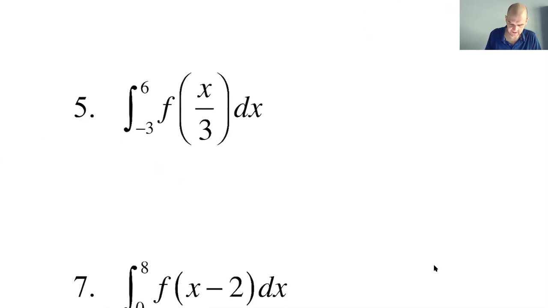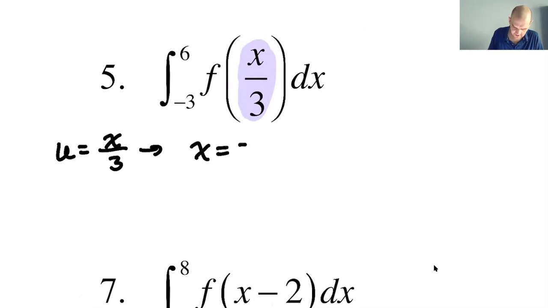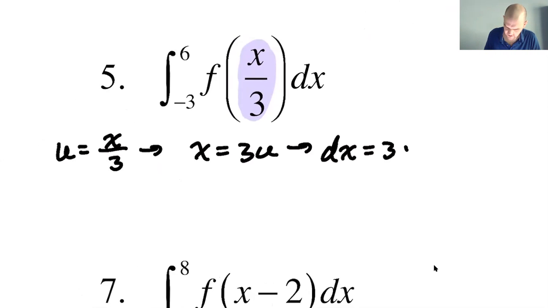Usually, the thing you choose for u is going to be in there. And u-substitution gets more complicated. So I'm going to start with u is equal to x over 3, which means that x is equal to 3u. We need to sub for dx, we need to sub for x over 3, then we need to sub for x equals -3 and x equals 6. All of our x's need to become u's at this point. So dx is 3 du.